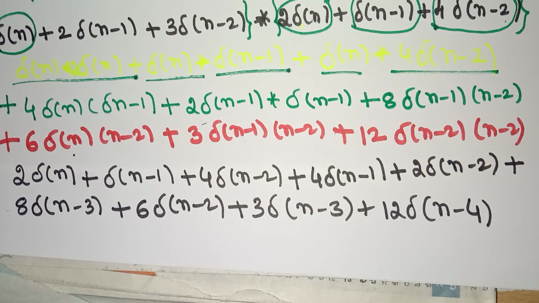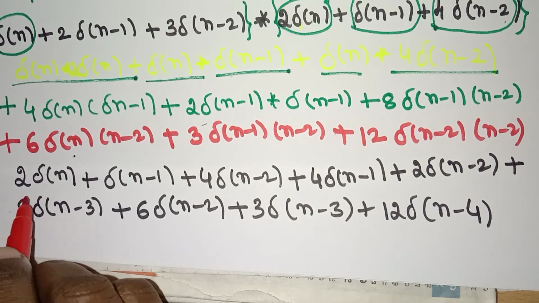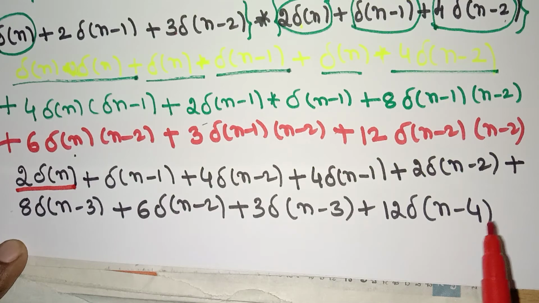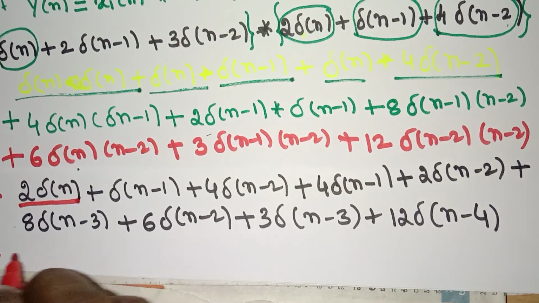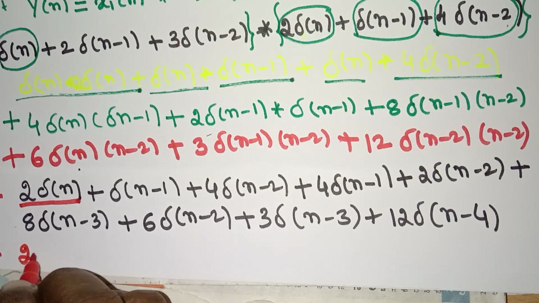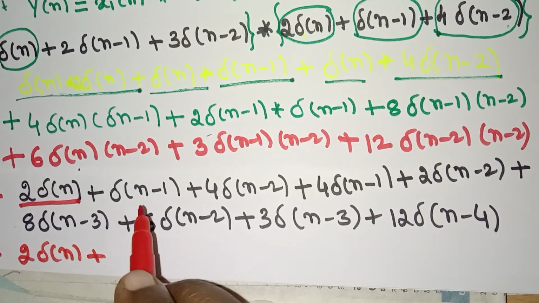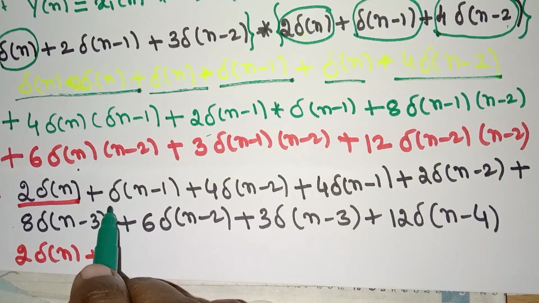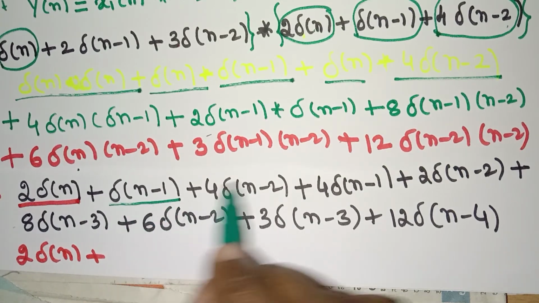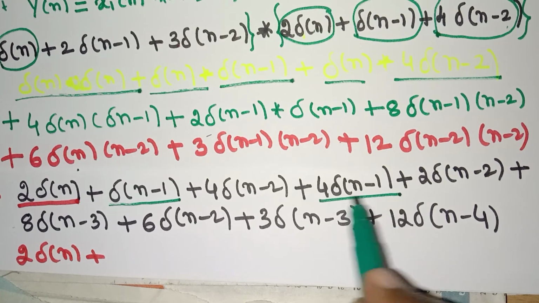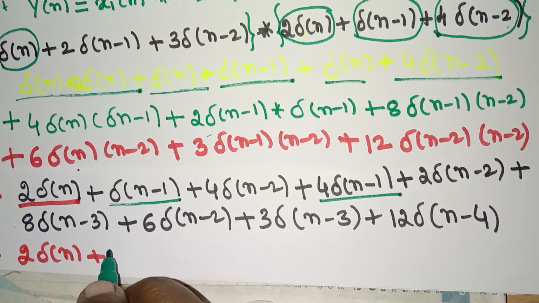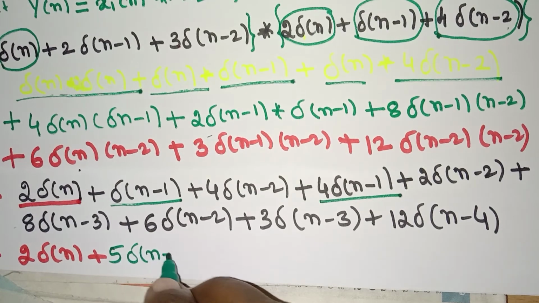Next, what you have to do is add the corresponding terms. Here this is 2 delta n. Search whether any other delta n terms are there. No. So you write this 2 delta n as it is. Next you move to the delta n minus 1 terms. This is 1 delta n minus 1 and this is 4 delta n minus 1, that is 5 delta n minus 1, and nothing else is there. So what you got is 5 delta n minus 1.